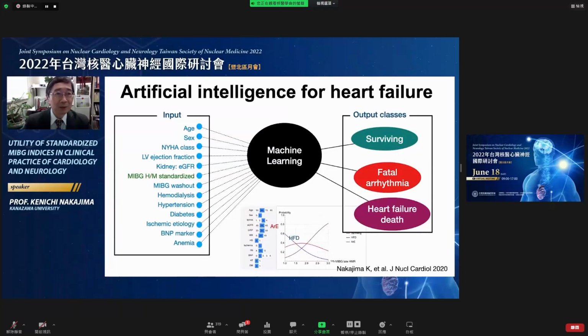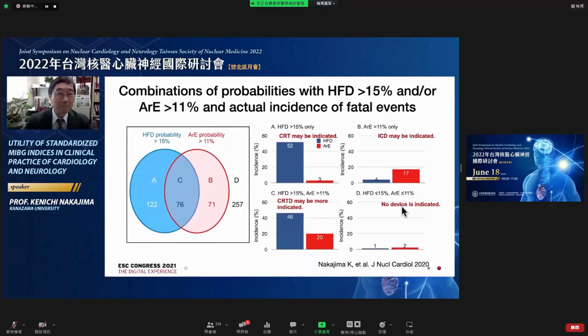In addition, we made an artificial intelligence technique, machine learning, for predicting survival, fatal arrhythmia, and heart failure death. We need to use MIBG H2M standardization and age, sex, NYHA class, ejection fraction, renal function, hemodialysis, hypertension, diabetes, BNP, anemia, and so on. These are included, and we try to predict these outcomes separately. When the predicted heart failure death probability is more than 15%, actual death is definitely high for heart failure death.